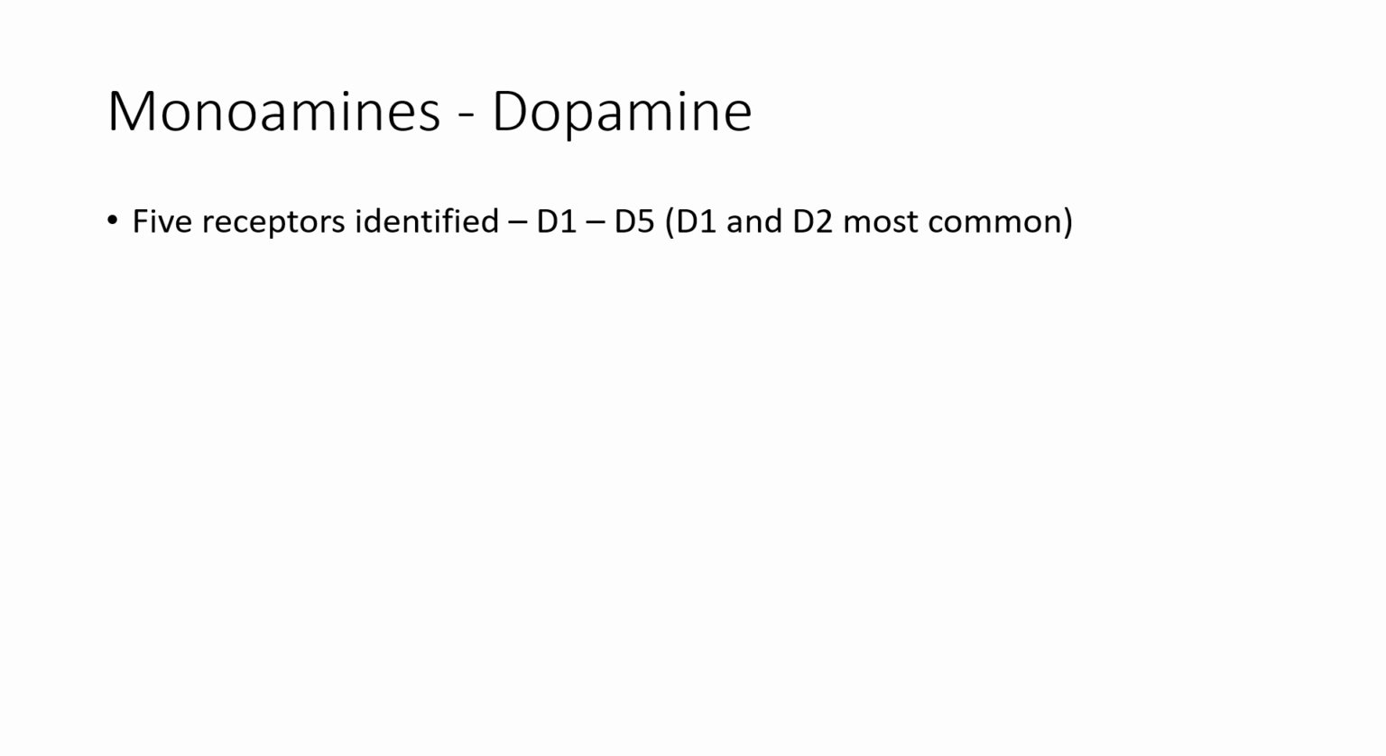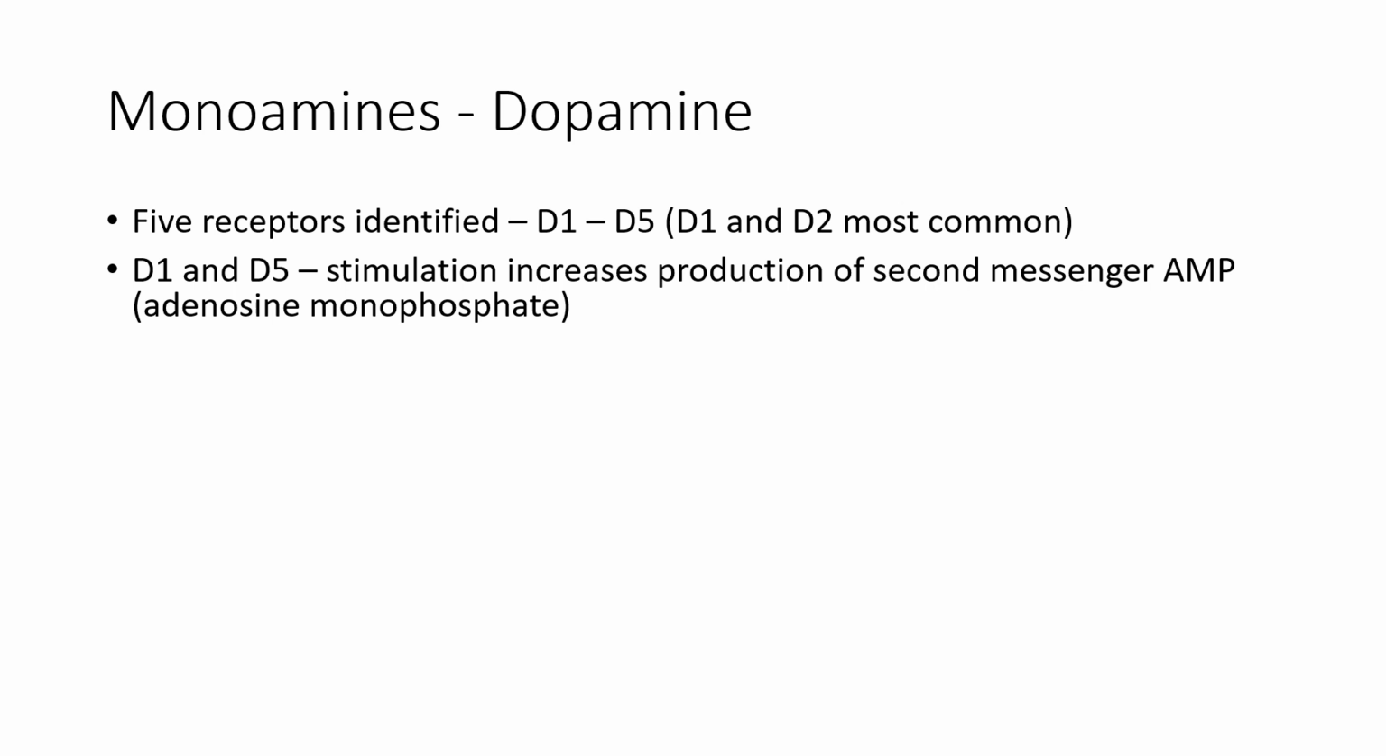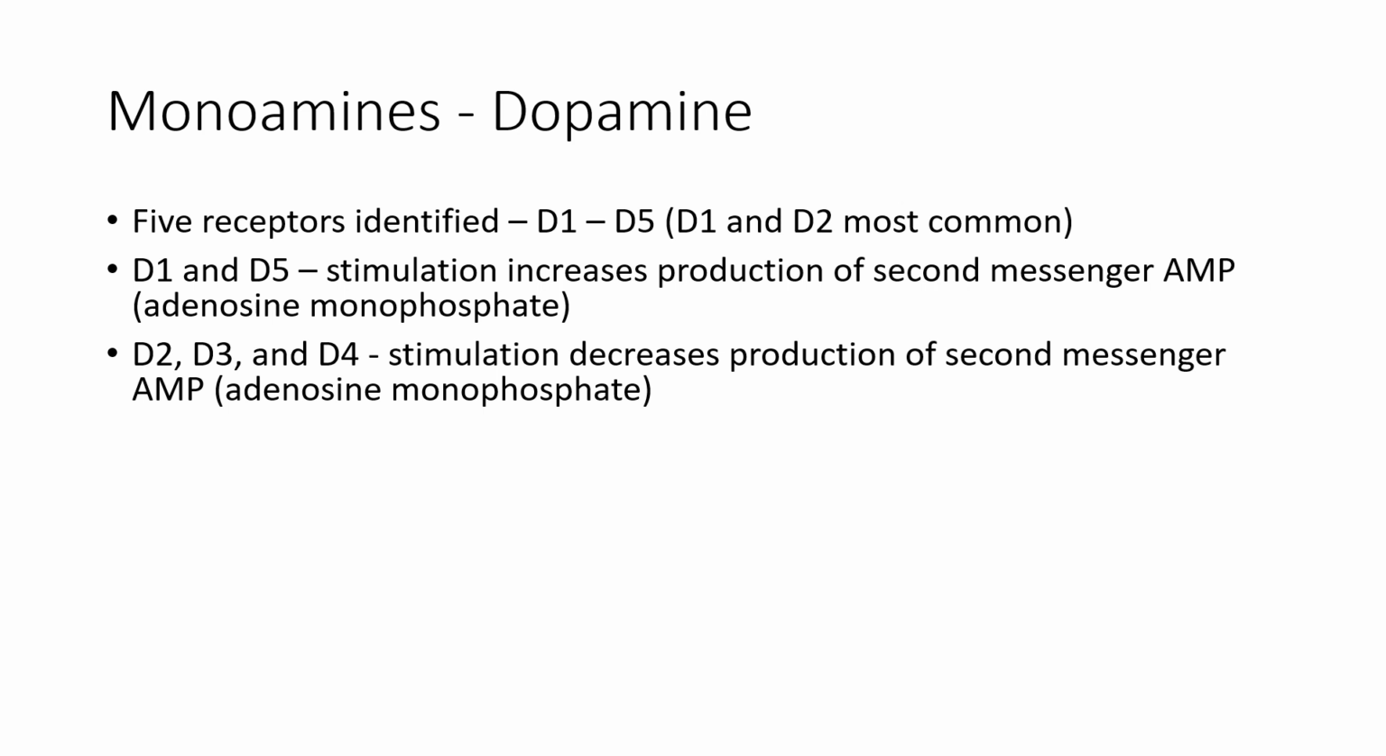Now, in terms of dopamine receptors, we have identified 5, and they're just called D1 through D5. D1 and D2 are the most common. D1 and D5, we think, stimulate or increase production of a second messenger, that substance that's formed after binding that's going to help the ion channels open and allow for action potential. We think that binding on D1 and D5 stimulates more production of that second messenger. D2, 3, and 4, we think, stimulate a decrease in production of second messenger. So they kind of do the opposite of what D1 and D5 do.